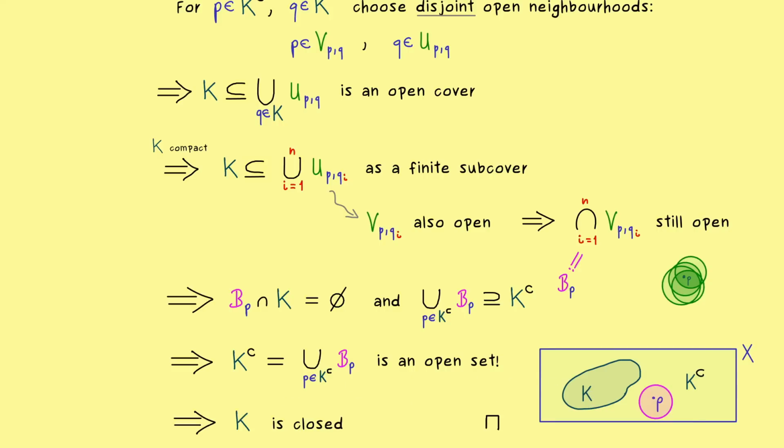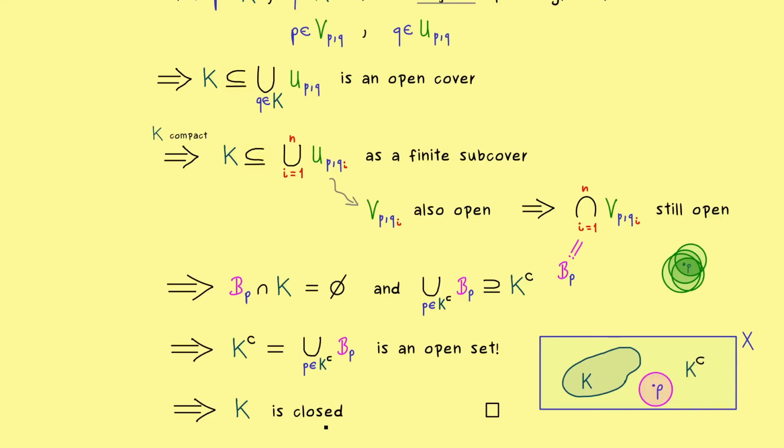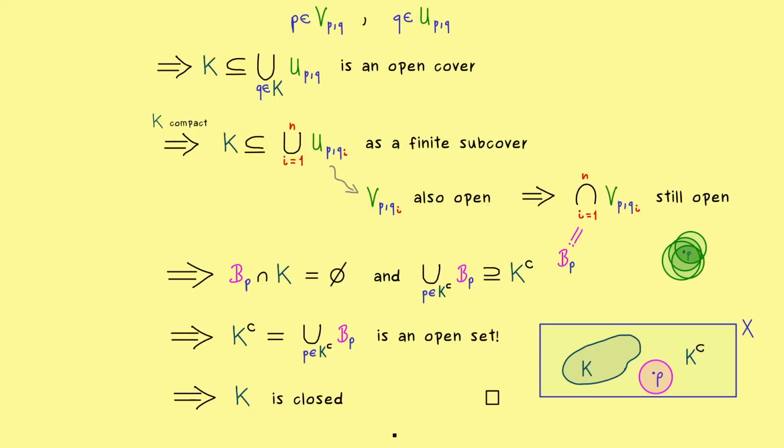A compact set has to be closed in a Hausdorff space. This is a nice result, which we will definitely use in later videos. However, first I want to talk about some more special properties a topological space can have.